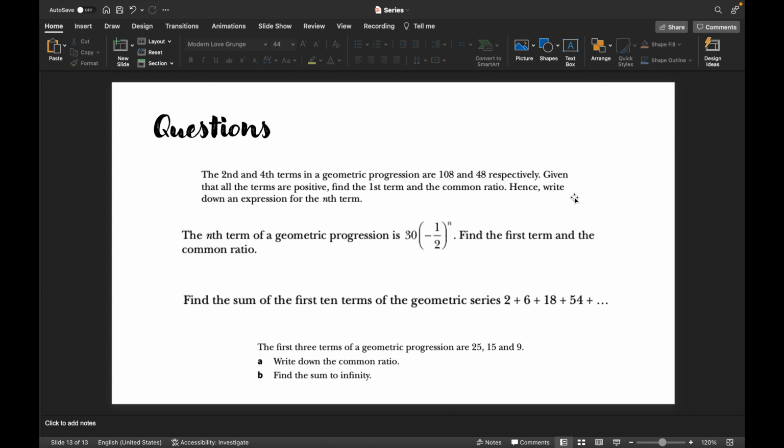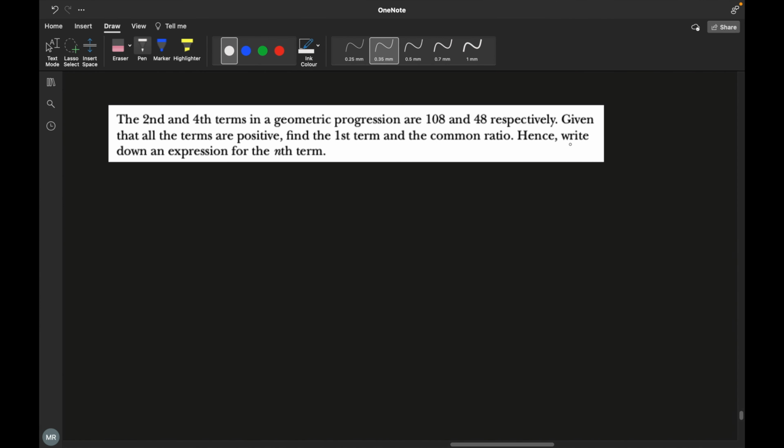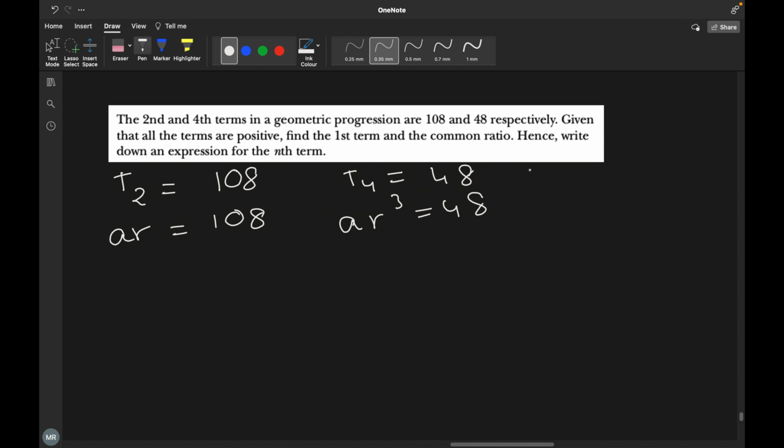The second and the fourth terms in a geometric progression are 108 and 48 respectively. So let's write that down. T2 is 108. We know that T2 is ar, so ar is 108. And the fourth term T4 is 48. So we know that a times r to the power of 3 is 48. Given that all the terms are positive, find the first term and common ratio. Okay, so let's find that first.